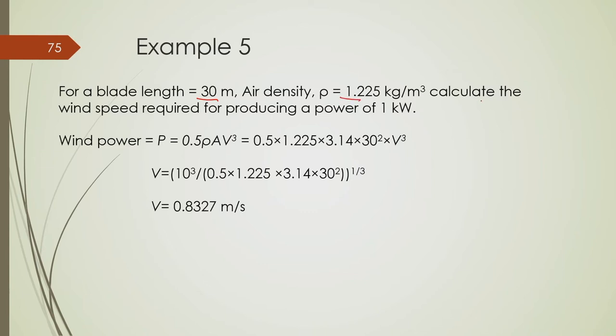You have to find out what the wind speed should be so that we can get 1 kilowatt of power, or so that this 1 kilowatt of power is available in the wind. You can do it in a similar way, applying this expression where P is known to us, rho is known to us, and A is known to us. You are supposed to determine V, that is, the wind speed. So, you can get some value.